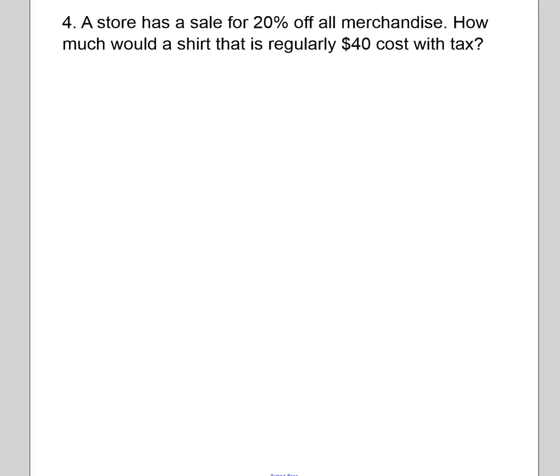So 20% off of our regular price of 40, we could be doing 20% of 40, and then remember turning it into a decimal and multiplying, and we'll get $8. Now, that doesn't mean you're paying $8 for the shirt. Let's think about it. If you're getting 20% off, would $8 make sense? $8 is a huge amount off. That's more than half the cost of the shirt. So it doesn't make sense that $8 would be the sale price. This is the discounted amount. To get the sale price, you do 40 minus the discounted amount.